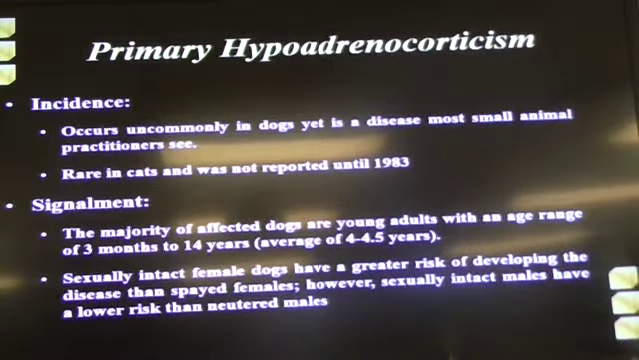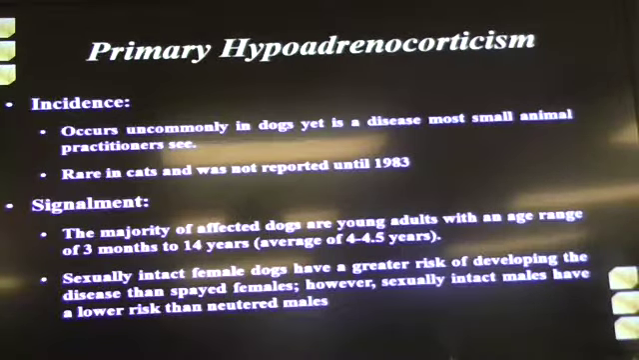It's rare in cats and wasn't reported until 1983. Incidence has increased in cats over the years, but it's still not as common. As far as the signalment, the majority of affected dogs are young adults, but what gets me, we have an age range of 3 months to 14 years. Is that much of a narrow range? Most of them are about 4 to 4.5 years old, but you can see it very early.